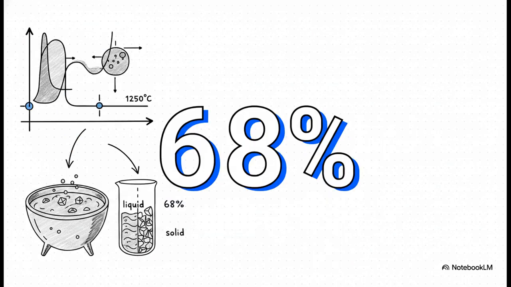So, let's actually run the numbers for our 35% nickel alloy sitting at 1250 degrees Celsius. Using the lever rule, the math gives us a wonderfully precise answer. At this exact moment in the cooling process, our alloy is exactly 68% liquid and 32% solid. Think about that. Imagine if you could know the exact mathematical ratio of chunks to broth in a bowl of soup. That's basically what we just did for molten metal.